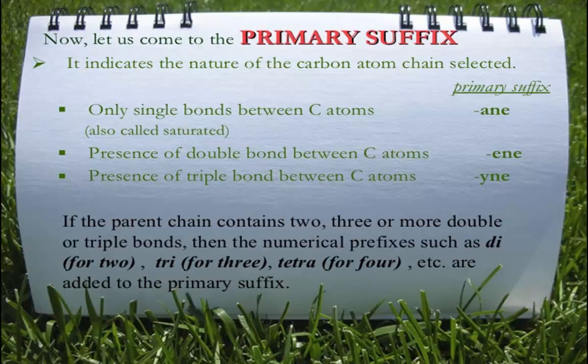In presence of a double bond between the carbon atoms, then the name ends with ene, means primary suffix is ene. In presence of a triple bond between the carbon atoms, the name ends with yne. Students, another important point, if the parent chain contains 2, 3 or more double bonds or triple bonds, then the prefix words like di, tri, tetra, etc. are used. Remember this point also.